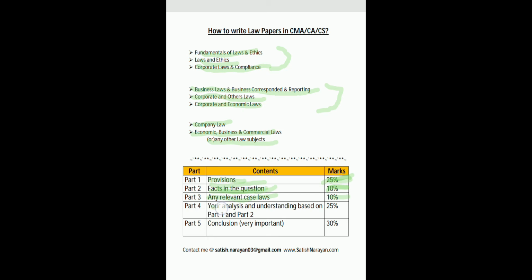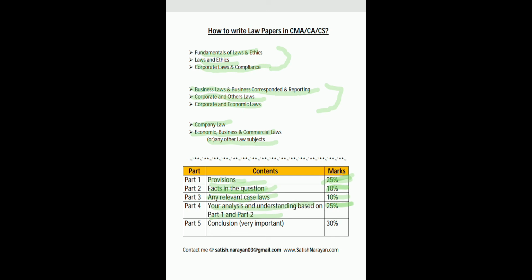Then the next important part is your analysis and understanding based on part 1 and part 2. If you attempted part 1 and part 2 very neatly and with 100% confidence, I think part 4 will not be so difficult for you. So just try to interlink the provision with the facts in the question and write what you understand as per the law and what understanding you got out of those facts in the question. If you write this, 25% of marks can be expected out of this.